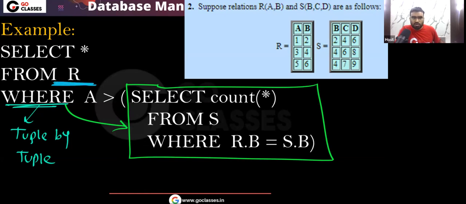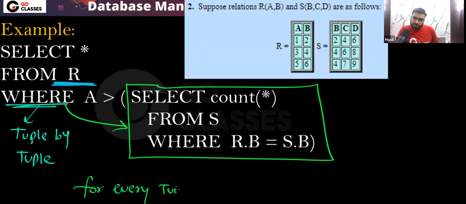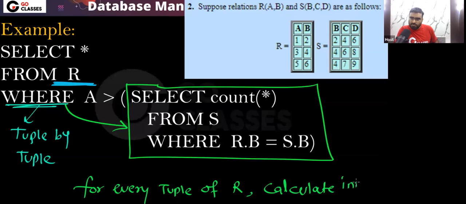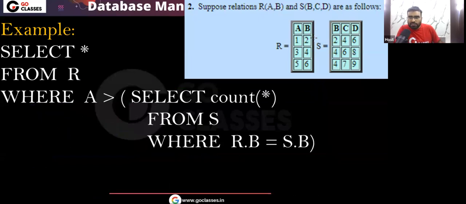Let me know, is this clear? So for every tuple of R, calculate the subquery, the inner query. Simple. So let's check it. Let me do it. For every tuple, let me start with the first tuple.